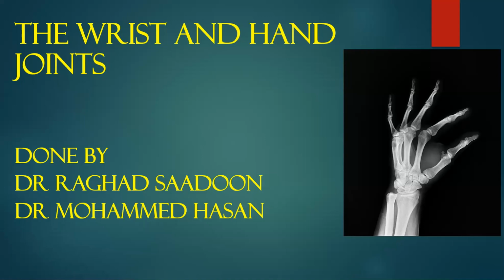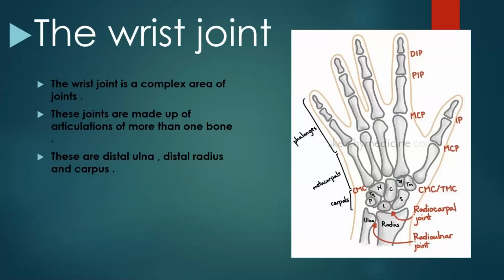In the second part we will talk about the joints of the wrist and the hand. The wrist joint is a complex area of joints. These joints are made up of the articulation of more than one bone. These are the distal ulna, distal radius, and carpus.